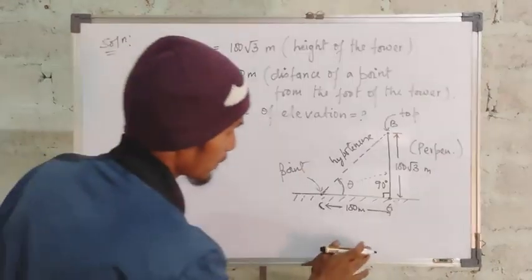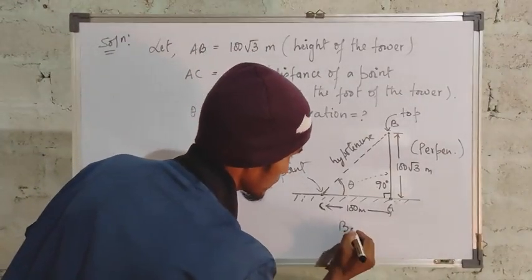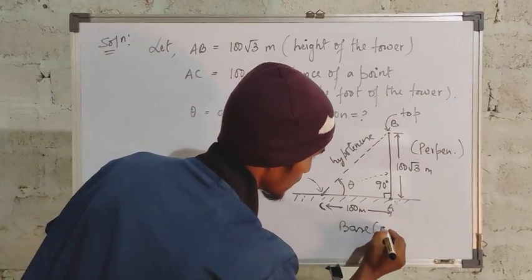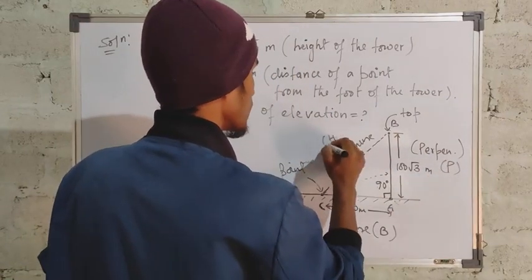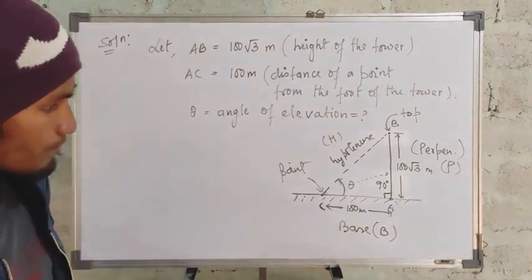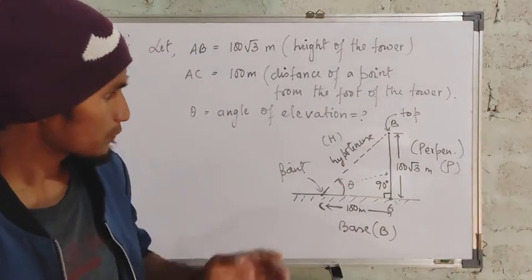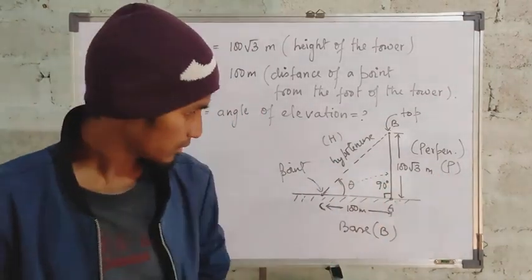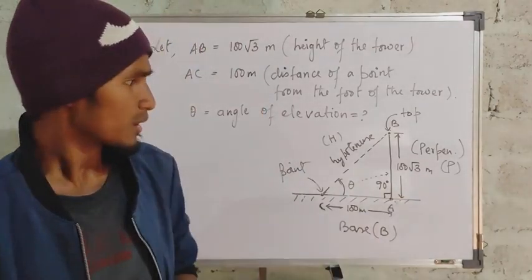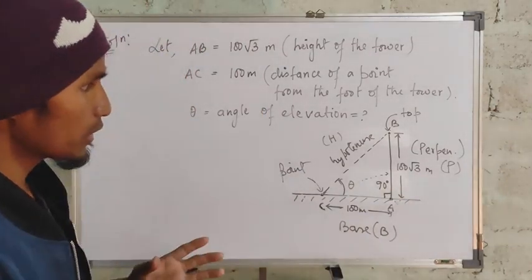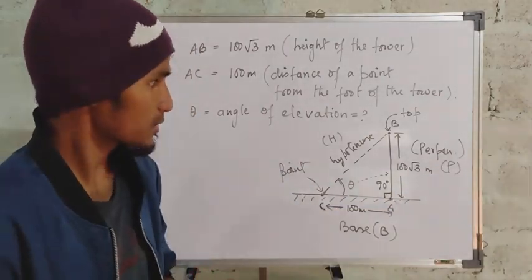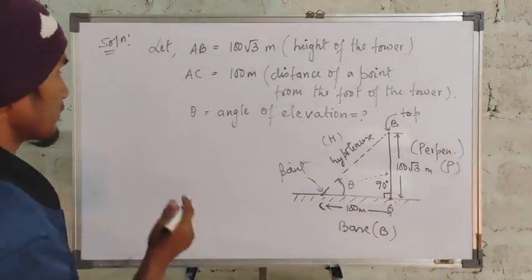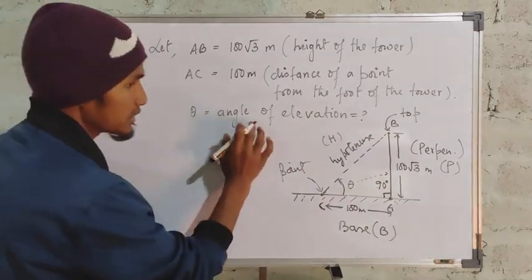Now this will be called the base, B, and this will be P, and this will be H. Now from this question, what is given? Perpendicular is given and base is given. Then what is the trigonometric ratio of P and B, or what's the relation between P and B? You already knew it in chapter 8.